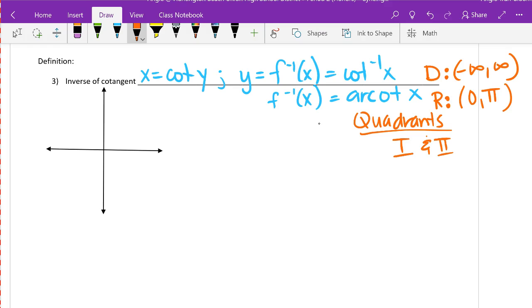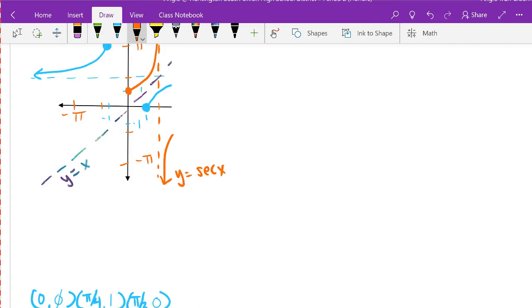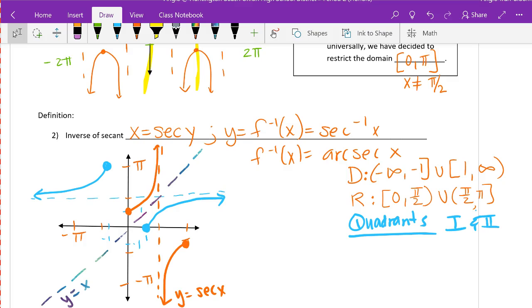Restricted in quadrants 1 and 2: cotangent inverse for sure, right? What else? We just did one before that, which is secant inverse. What else? And then cosine inverse, those 3 of them. That means how many are in quadrants 1 and 4? Tangent inverse, sine inverse, cosecant inverse. So guess what? The 3 and 3. Right?